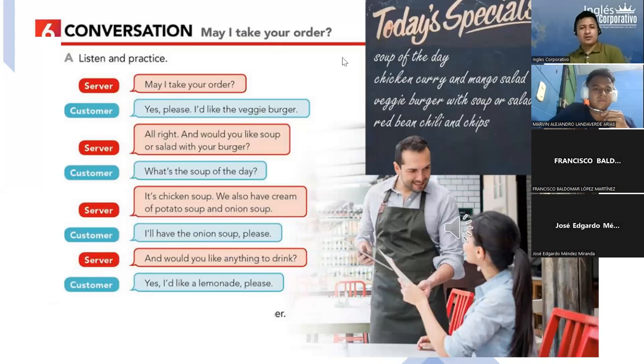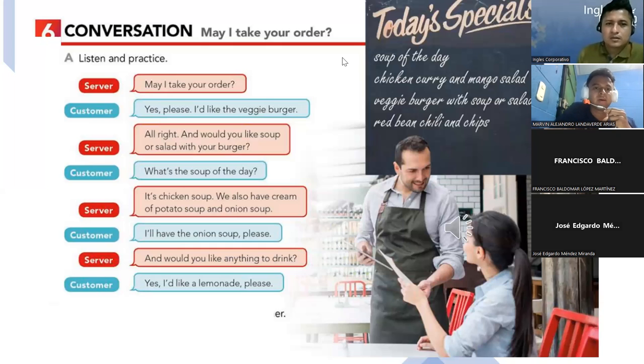May I take your order? Yes, please. I would like the veggie burger. All right. And would you like soup or salad with your burger? What's the soup of the day? It's chicken soup. We also have cream of potato soup and onion soup. I'll have the onion soup, please. And would you like anything to drink? Yes, I would like a lemonade, please.